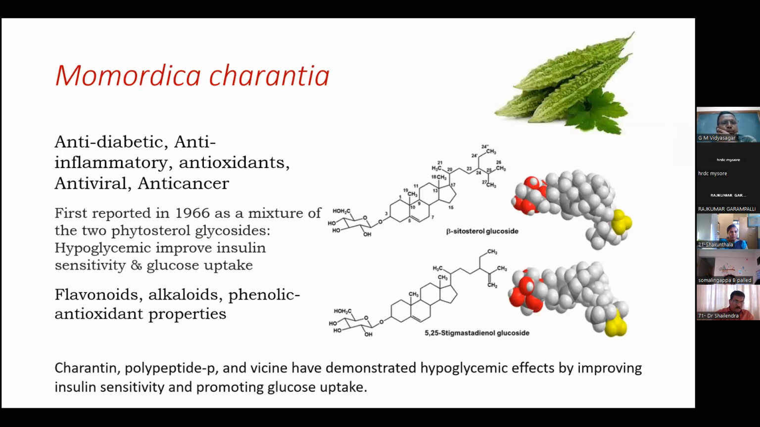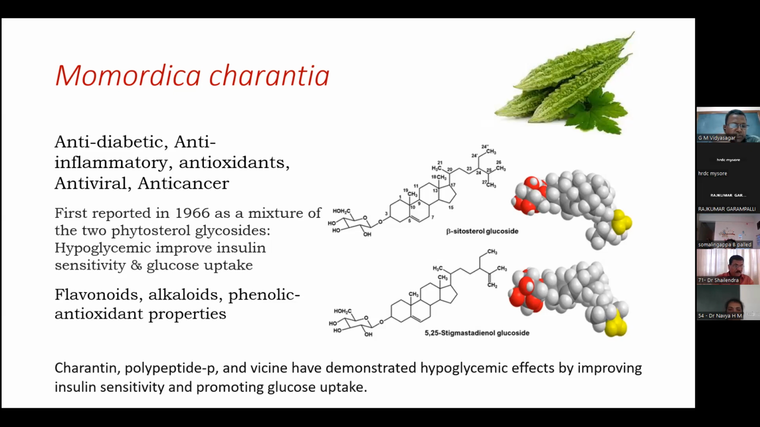Then we have Momordica species. As we all know, people are using this Momordica regularly these days. It has anti-diabetic, anti-inflammatory, and antioxidant properties. It has got antiviral and also anti-cancer properties. The first time these compounds were isolated in 1966 was as a mixture of 2 polystyrol glycosides, and now pure compounds have been isolated, and they can be used for the treatment of diabetes.